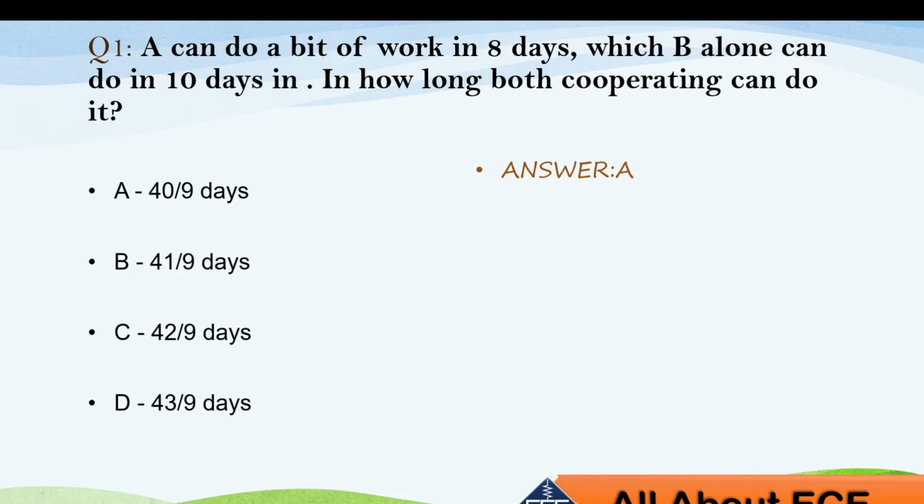Okay, now we have this problem. A can do a bit of work in 8 days, which B alone can do in 10 days. It means their rates of efficiency are given, and in how many days will they complete the work? Suppose they have been assigned a certain work X, which can be completed by A in 8 days, but B can do it in 10 days. But how long will both cooperating take? It means that if both are working together, in how many days is the work going to be completed. This is the question.